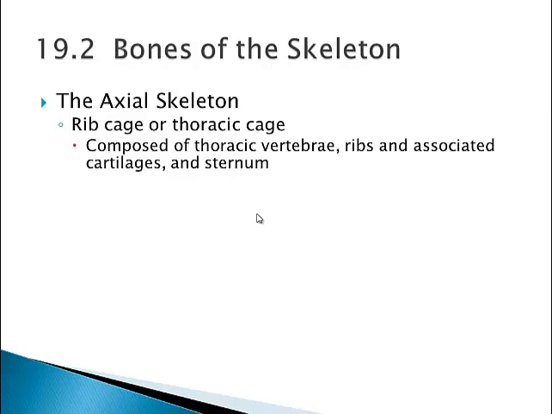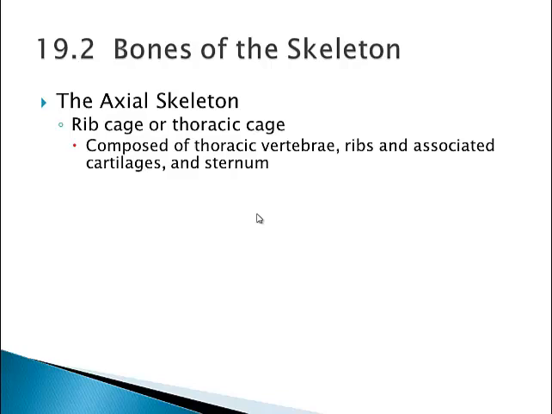Our next section of the axial skeleton is the rib cage or thoracic cage. The rib cage or thoracic cage is composed of thoracic vertebrae, ribs, and associated cartilages, as well as the sternum or chest bone in the front. The ribs originate at the thoracic vertebra in the back and proceed around to the anterior thoracic wall. The job of the rib cage is to protect the heart and the lungs, but they are flexible to allow for breathing.